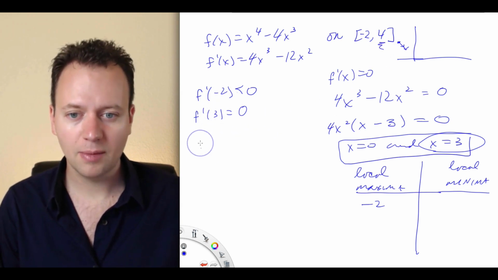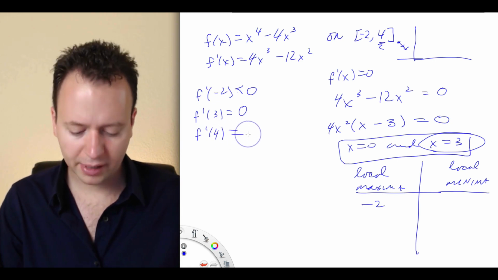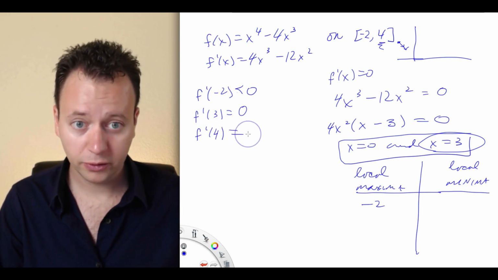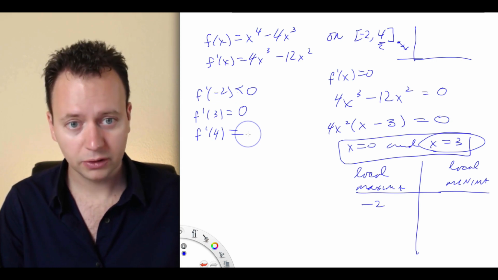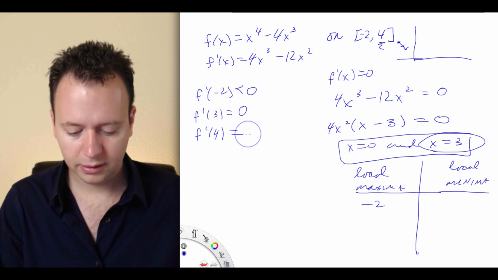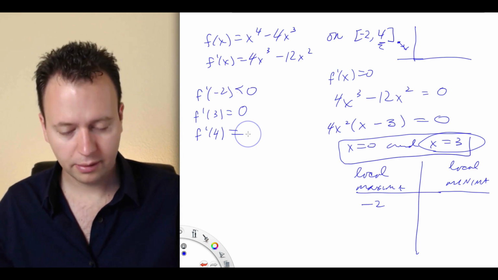The point I was thinking about was 4, f prime of 4. Okay, 4 times 4 cubed is 4 to the 4th, 256, minus 12 times 4 squared, this is going to be positive, 64.